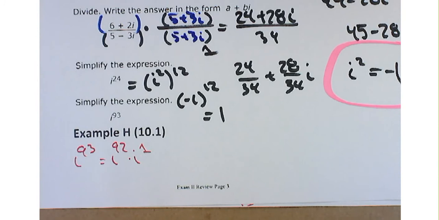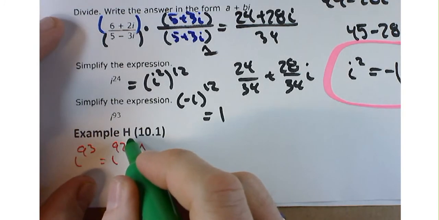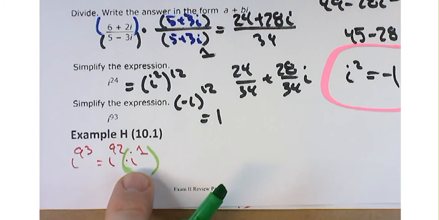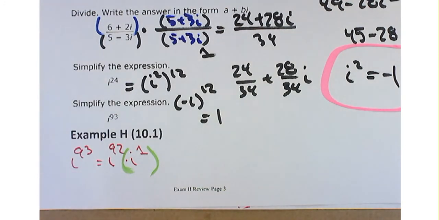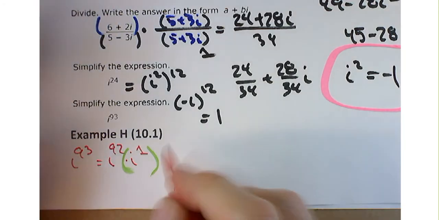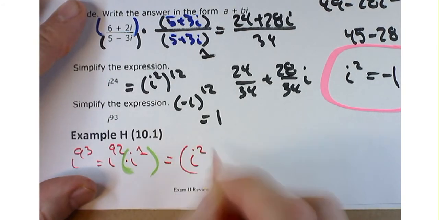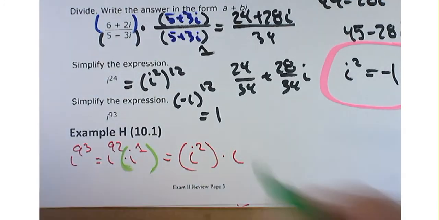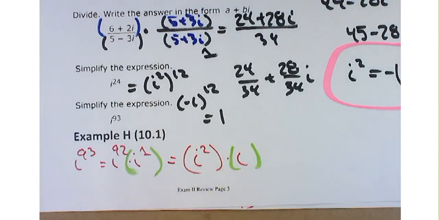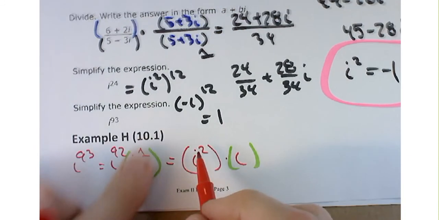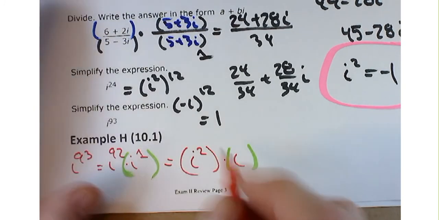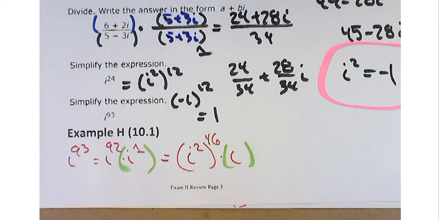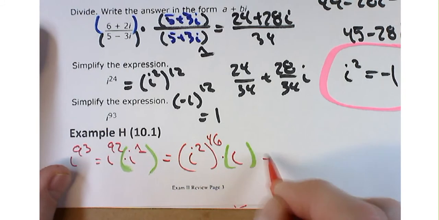Now, here's the trick. After this point, we're going to kind of ignore that i to the first power. We're just going to leave it by itself. We're not going to really touch it the rest of the way. I'm going to start out by writing this as i squared to some power. I still have that times i here. What times 2 gives me 92? I'll help out here, 46. Okay. And then what?